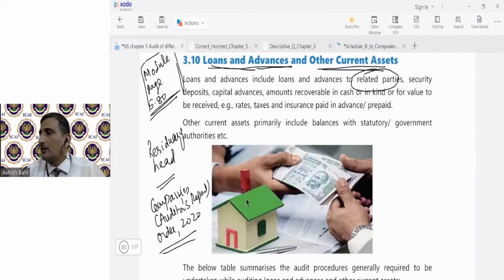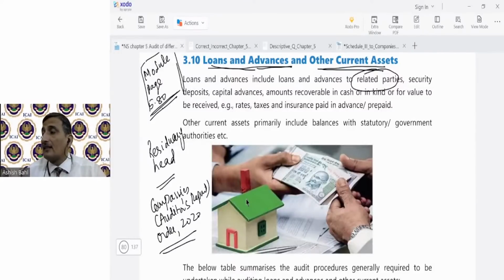Yes, demand loans, you are writing correctly, students. Yes, Vandana, fixed deposits are repayable on demand. But here we are talking about loans given by the company, assets. So probably as far as a bank is concerned, from the customer's point of view, fixed deposits are repayable on demand. Yes, your understanding is correct.